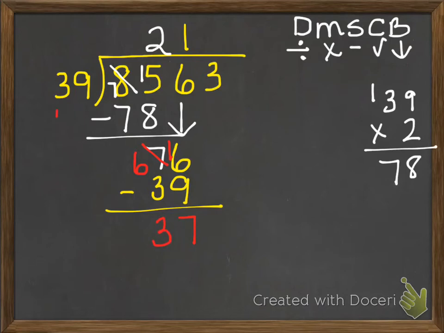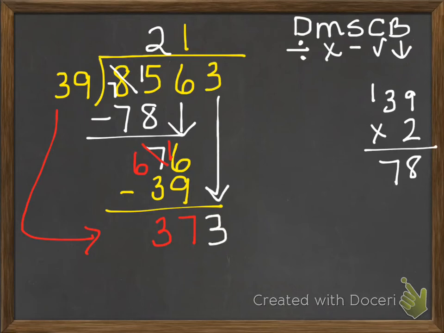Now this is really close, and this is why it's important to check. Is 39 greater than 37? If the answer is yes, then you're on the right path. If the answer is no, then we need to check our work. But since it is, we're moving on. The next step is to bring the next number down.